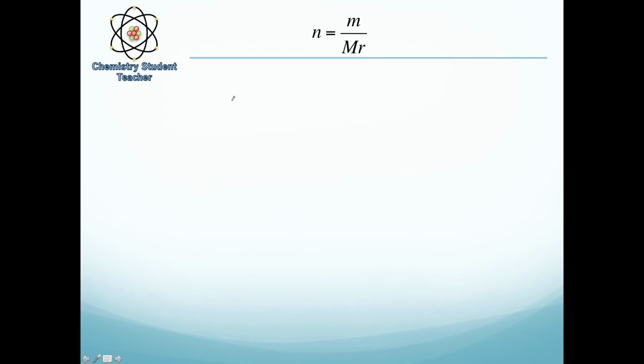So the first one is n equals m over Mr. So n stands for number of moles, m stands for mass, which is in grams, and capital M, little r stands for molar mass, which is in grams per mole, which, as we know, moles also has the unit mol. So like I said, we'll use this in solids because we're talking about the mass of a solid.